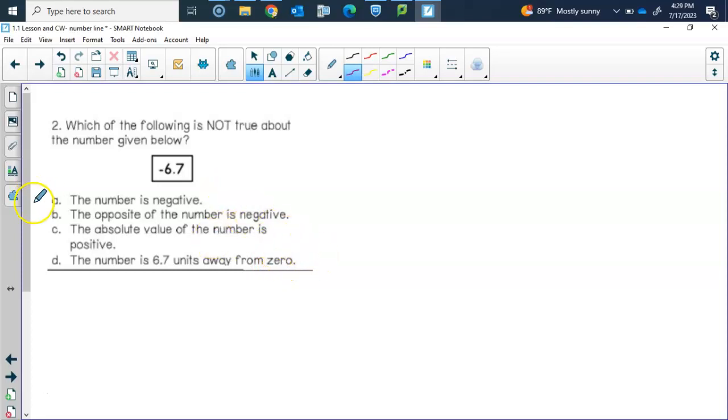Go. Well, you should have picked B because A is true. That is a negative number. B, the absolute value of -6.7 is 6.7, and that's positive. And the number is 6.7 units away from 0. That is correct also. This is false.